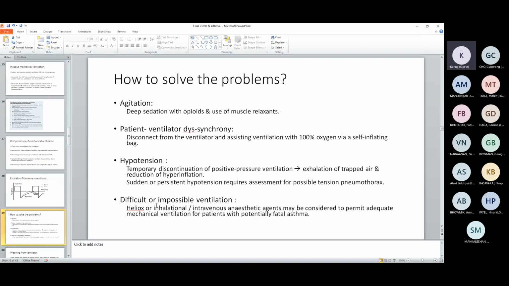If we find it very difficult to ventilate the patient, very rarely we can use heliox to relax the airway, or sometimes inhalational or intravenous anesthetic agents, for example a propofol infusion, may be considered to allow for mechanical ventilation.